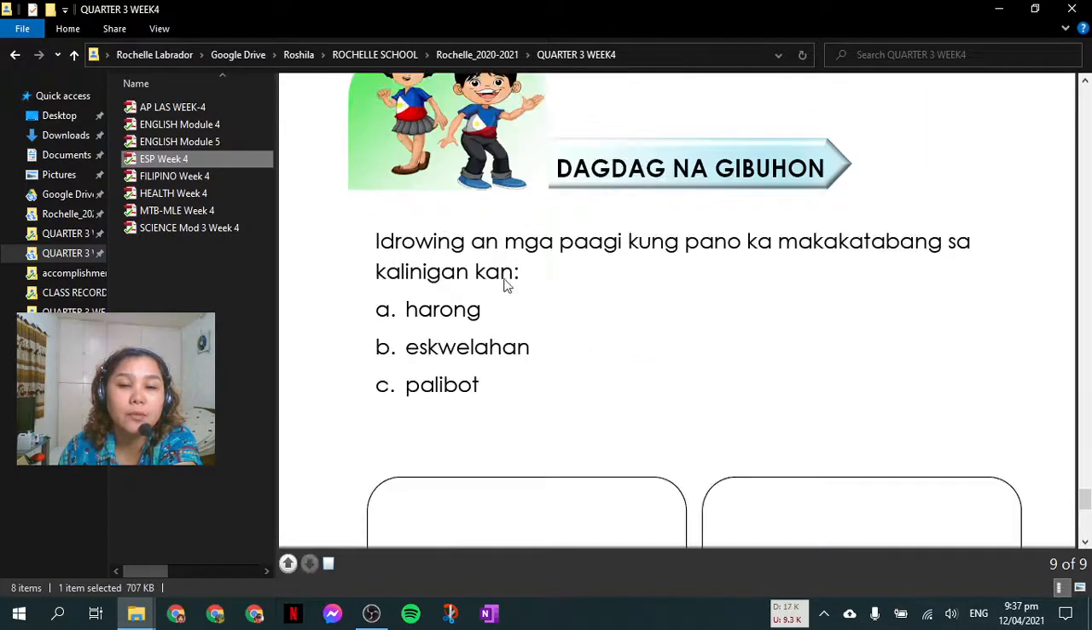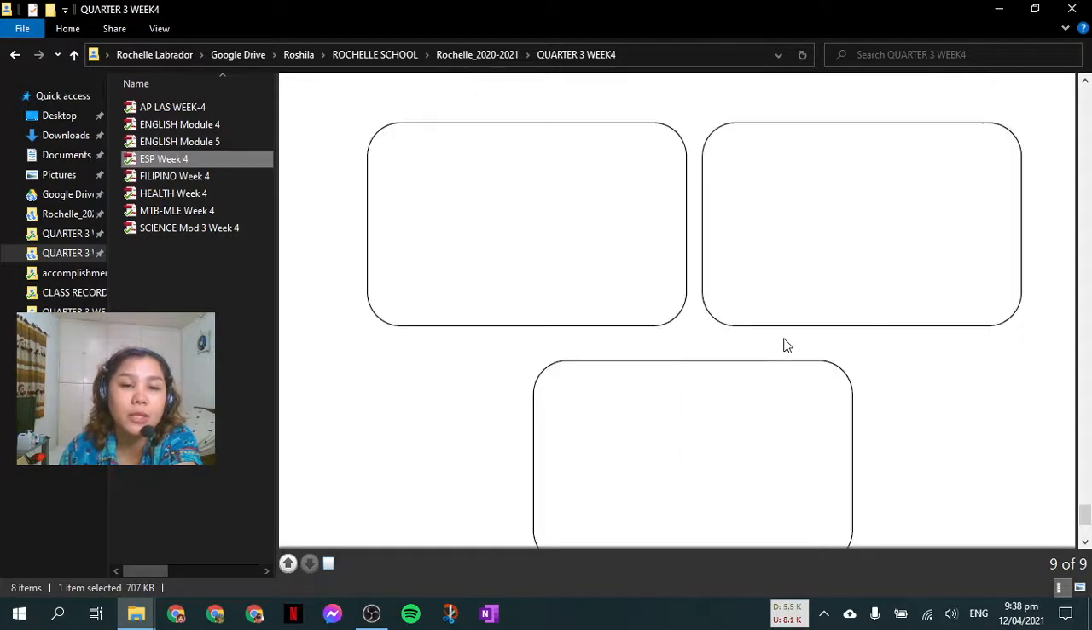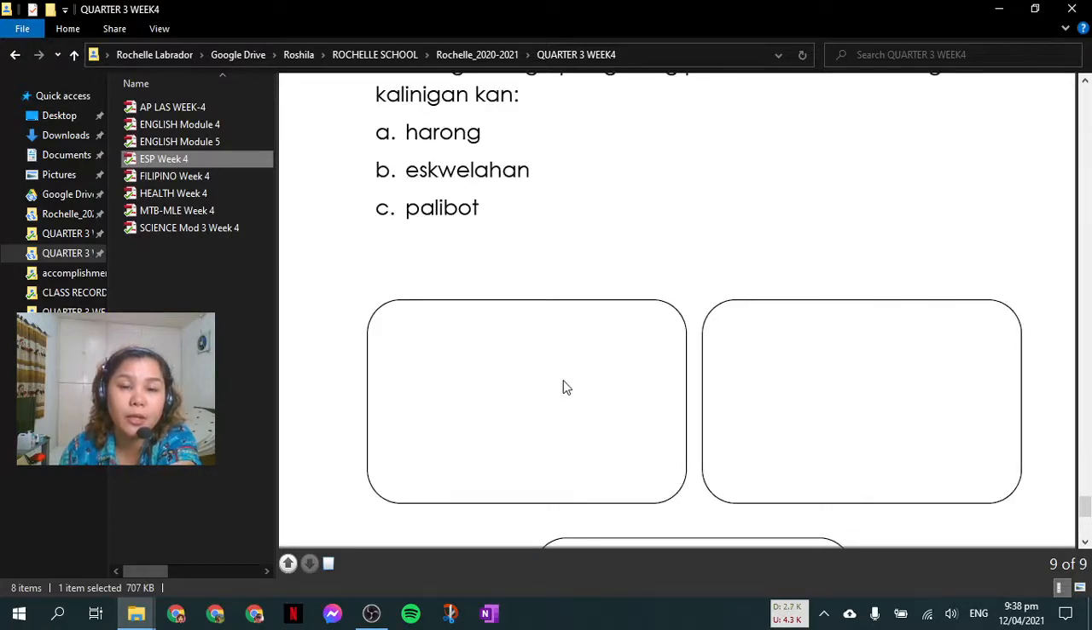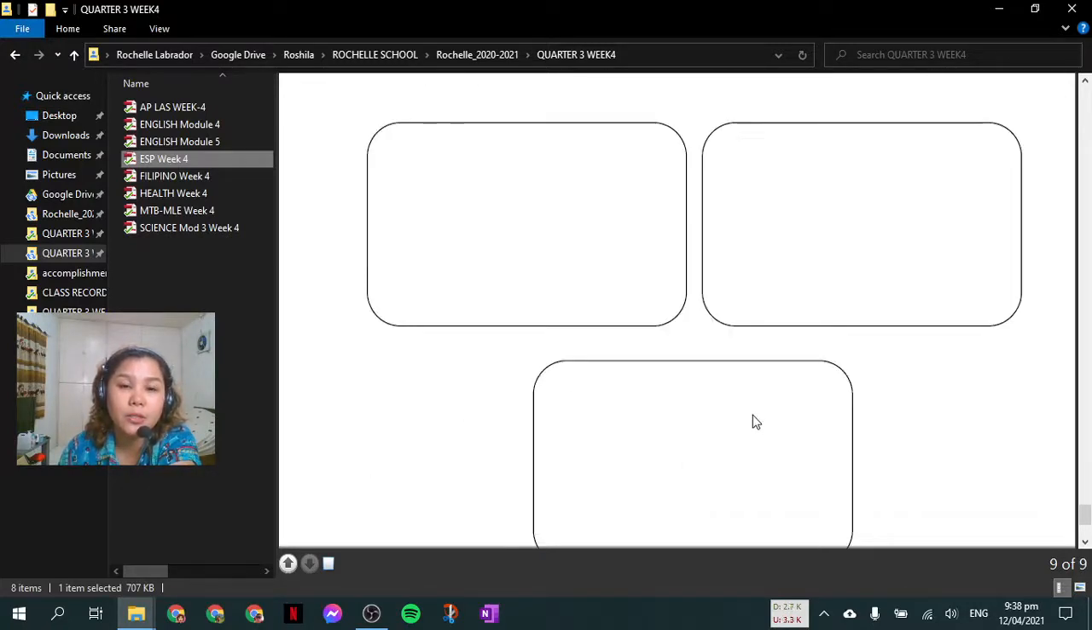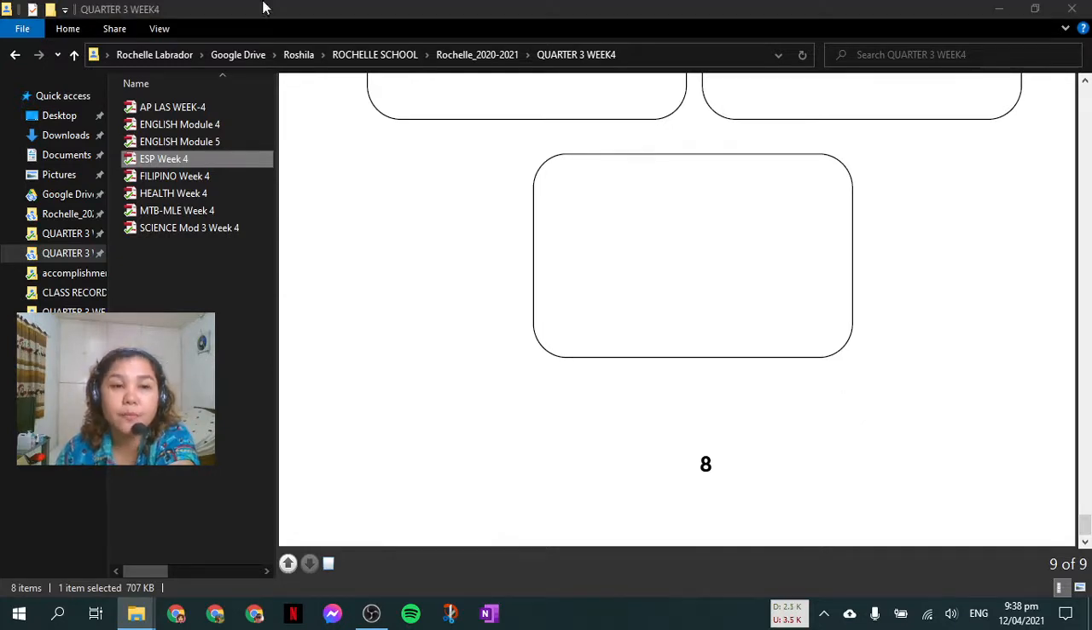Next, dagdag na gibuhon, i-drawing ang mga paagi kung paano ka makakatabang sa kalinigan. How will you help in the cleanliness? A, at home. B, in school. And C, palibot. So, when we mean palibot, outside of our home, in the community. So, anong pwedeng gawin? 1 drawing for each. So, pwedeng ito ang A, harong, B, eskwelahan, and C, palibot. So, that's it for ESP.